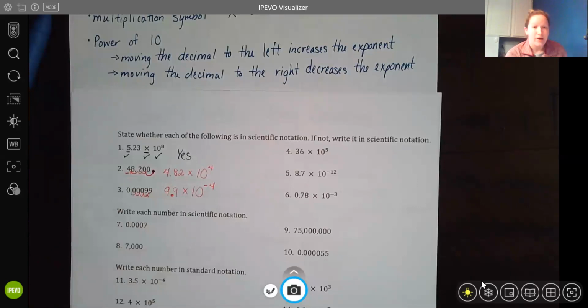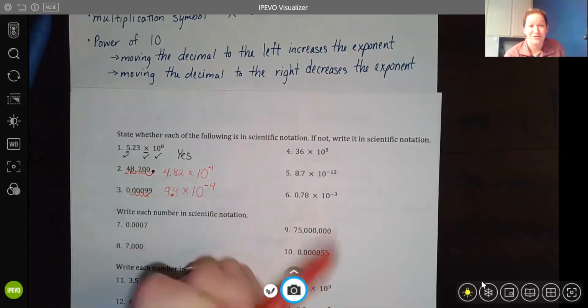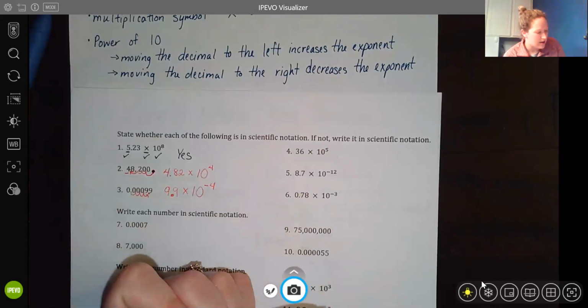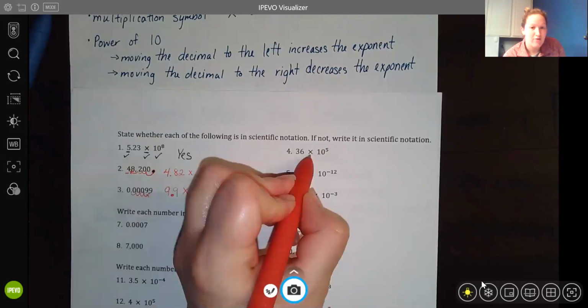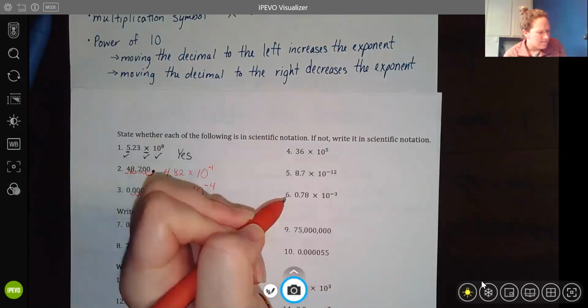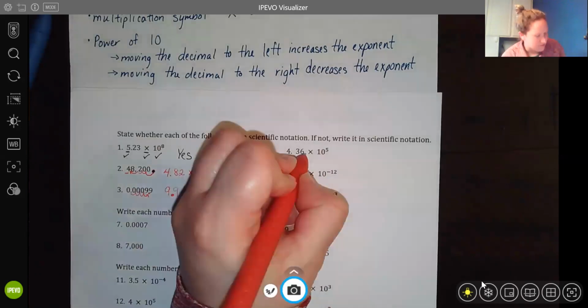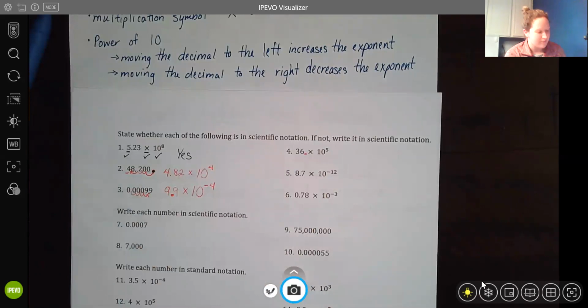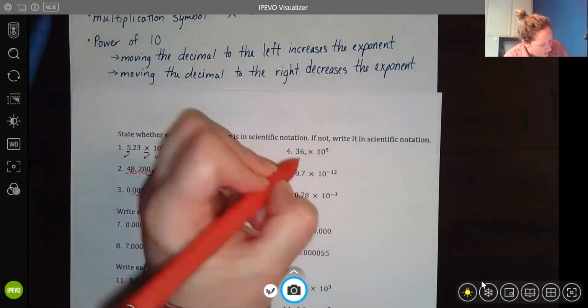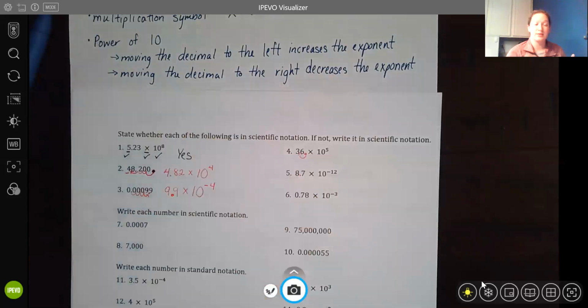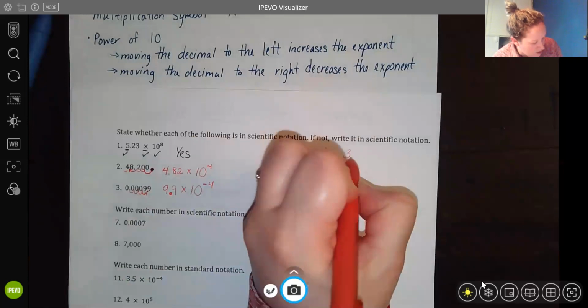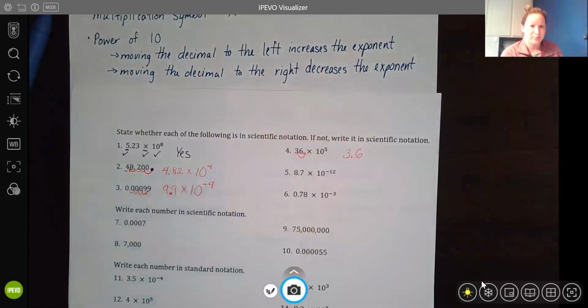We can go through and look at a couple more. This one almost looks like it's in scientific notation, but it's not because I have my multiplication symbol, I have my power of 10, but I don't have one number in front of the decimal. I don't even have a decimal here at all. So I am going to put my decimal at the end, because 36 is a whole number. But I need to have my decimal between the 3 and the 6 so that it is in correct scientific notation. I need that one number in front of my decimal.